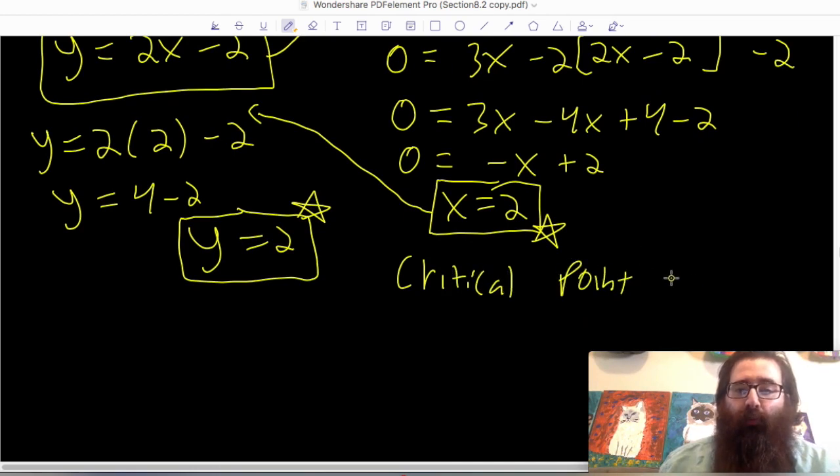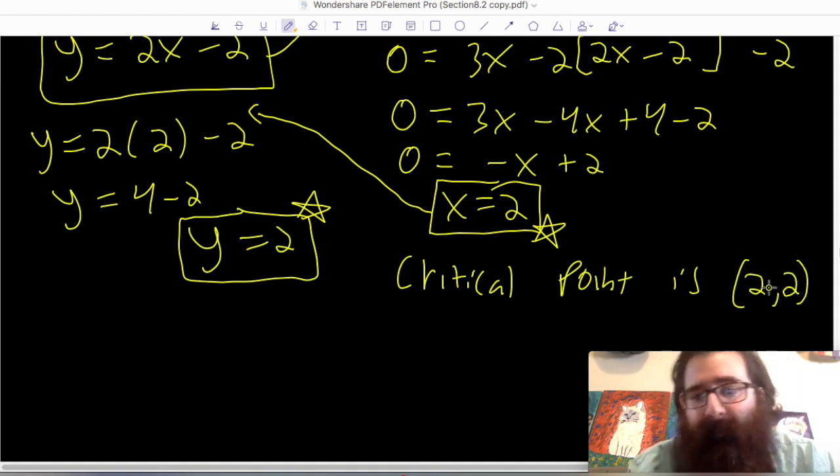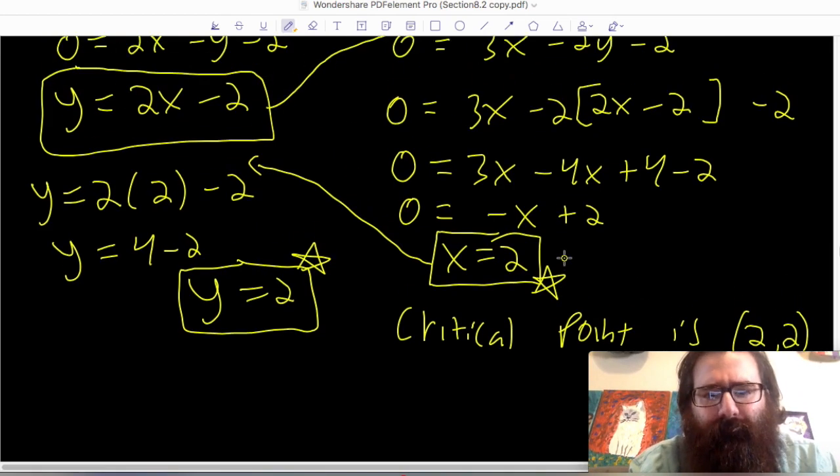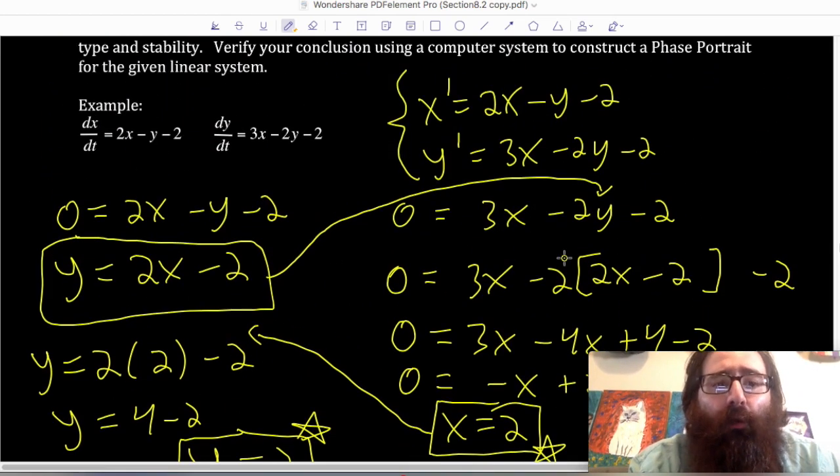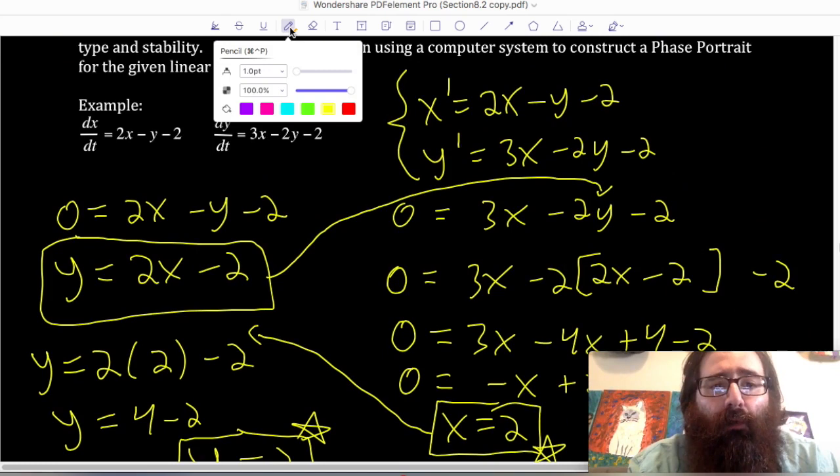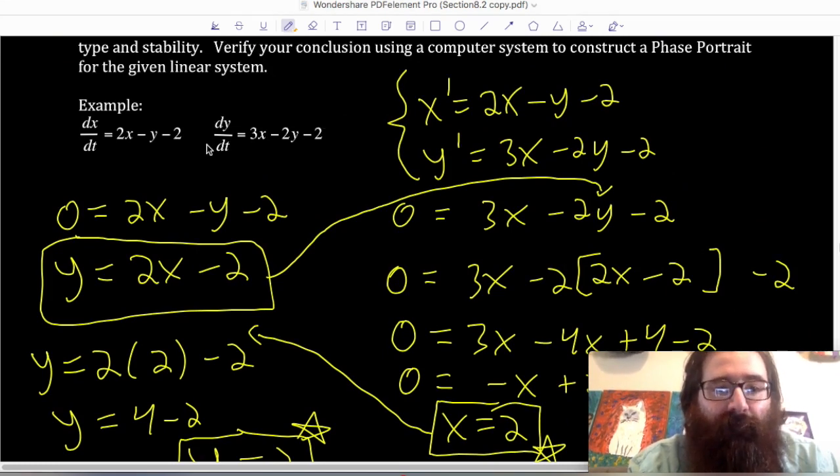So the critical point is x is 2, y is 2. So it's not 0, 0, but 2, 2 is our critical point. Now from here, in order to shortcut this, when I go to build my matrix, I still just want a coefficient matrix. So it doesn't really matter that what this gives me is some linear system that isn't necessarily homogeneous.